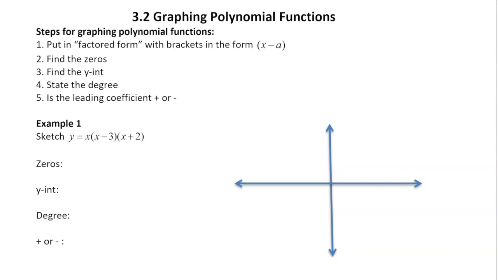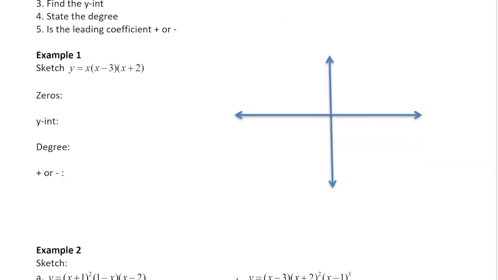So example 1 here is asking us to graph y equals x(x minus 3)(x plus 2), and let's see what we know about this already. We know that we have zeros at 0, 3, and negative 2. That's coming from here, here, and if you just have an x factored out in front, that produces a 0. To find the y-intercept, we substitute in x equals 0, and we put a 0 for each of these x values right here, and you would be left with 0.